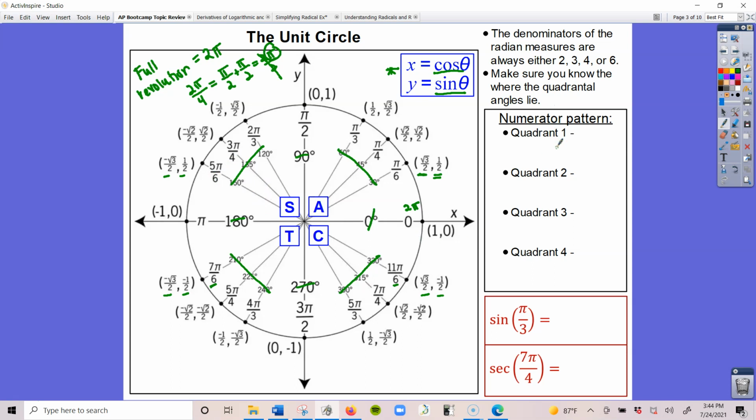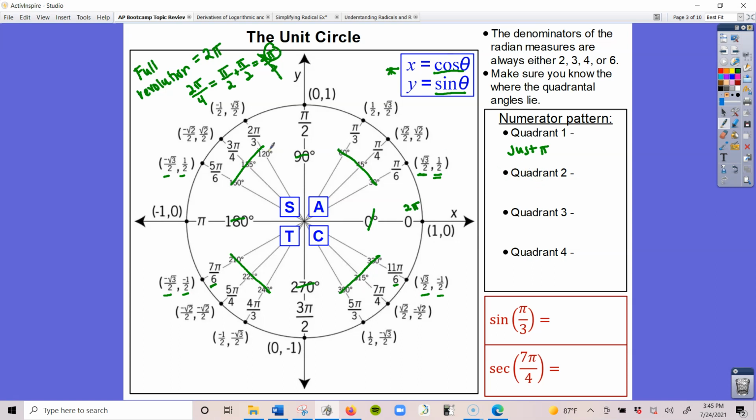So first, let's look at these patterns for the radian measures. In quadrant 1, as you notice for these radians, the numerator is always just pi. So that's how you know an angle is located in quadrant 1. If I tell you what is the sine of pi over 4, you'll be like, okay, pi over 4 is in quadrant 1, therefore the measurement must be square root of 2 over 2, etc.